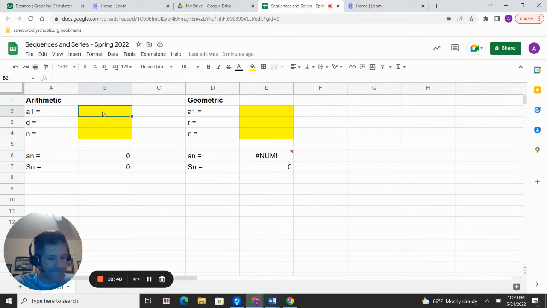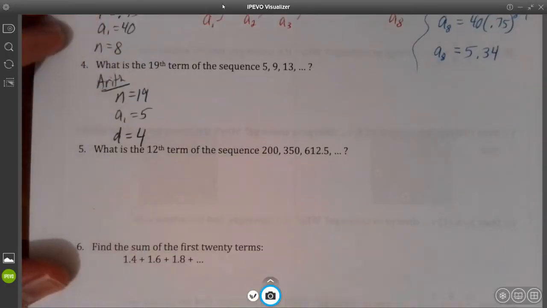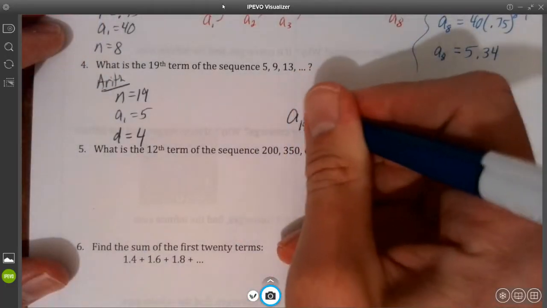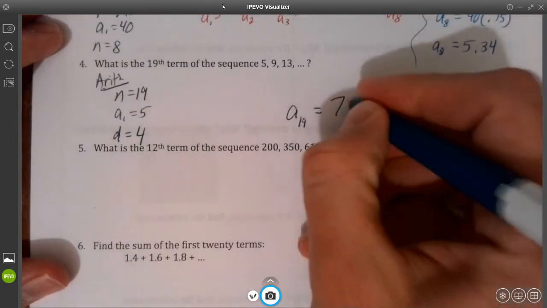So let's see, A1 was 5 and D was 4 and N was 19. I have a couple options here based on the spreadsheet I have. This is telling me the nth term would be 77, or the sum of the first n terms, or 19 terms, would be 779. Make sure you know what the problem is asking so you're picking the correct thing. It is arithmetic, so we're over here, and it is the nth term. What is the 19th term? It'd be 77. So let's go back to the paper, and we're going to write that down. The 19th term, the nth term, is 77.